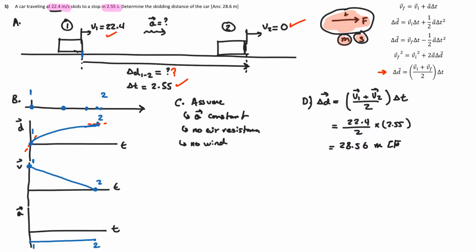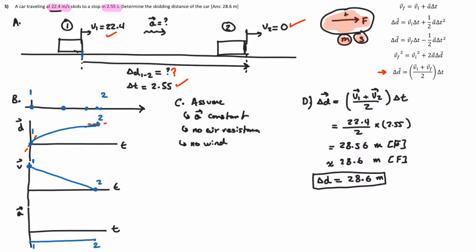So I'll just put forward. In terms of significant figures, we have 3 significant figures in the given values, so our final value should also be good to 3 significant figures. So this would have to be changed to 28.6 meters in the forward direction. We are not asked for the displacement, we're asked for the distance. So the distance doesn't have the vector sign. It's going to equal 28.6 meters, no direction.